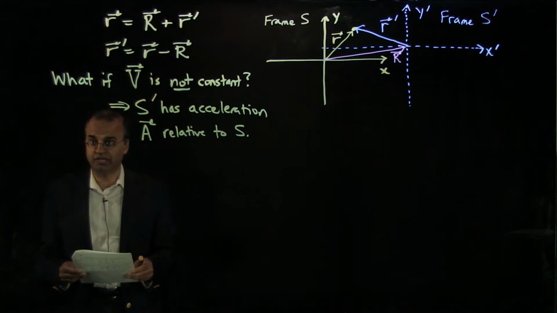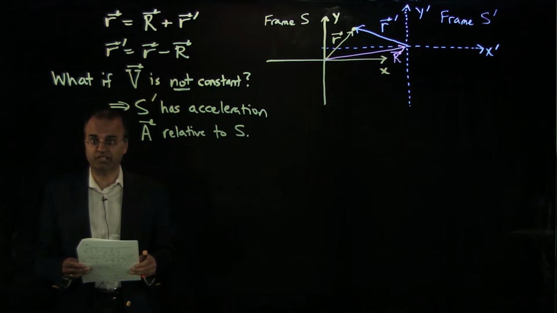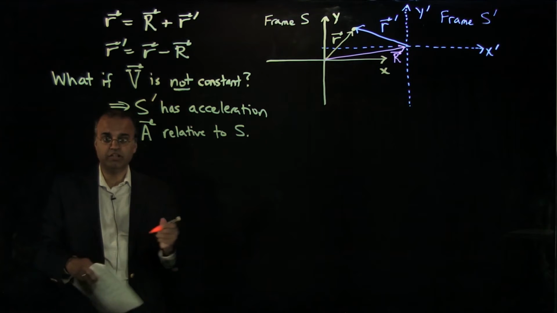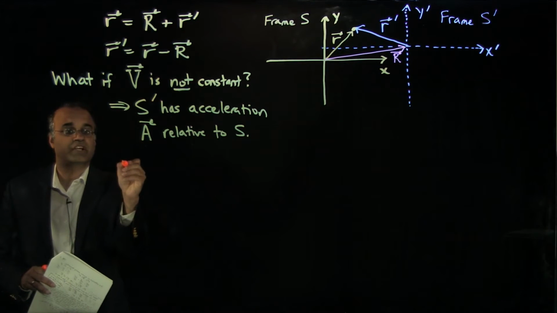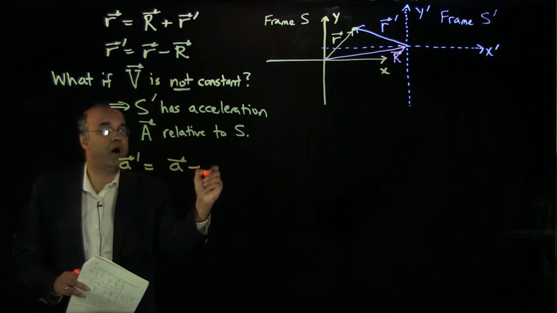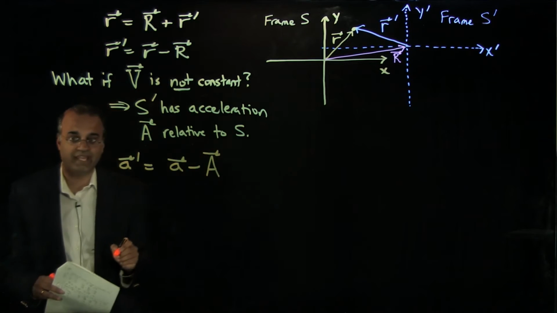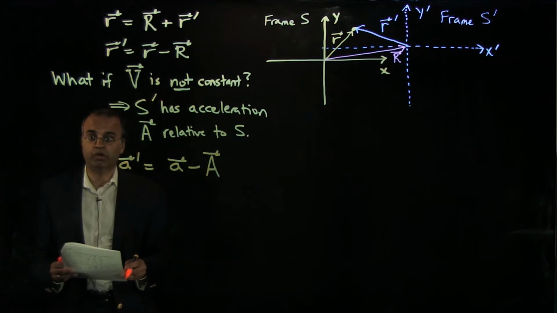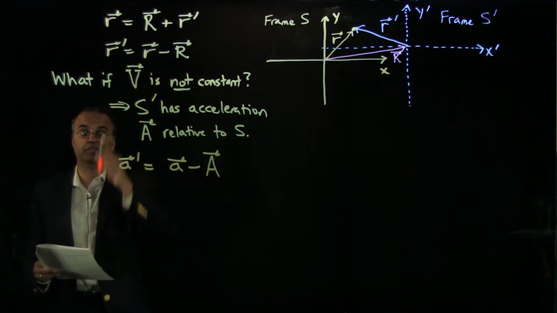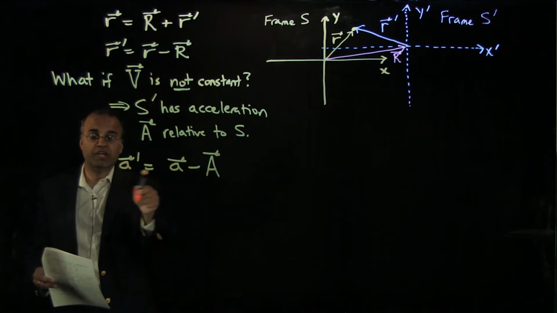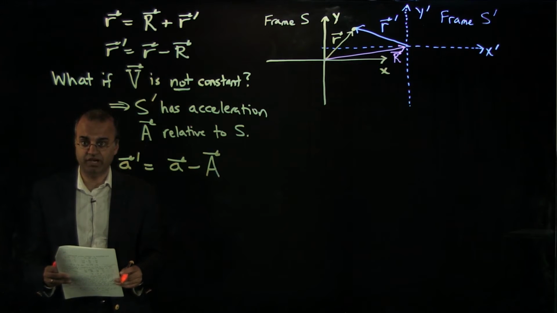Now we saw that in inertial frames, one always measures the same acceleration for the same object, even though you'll measure different velocities in different positions in general. That's not going to be true in a non-inertial frame. In a non-inertial frame, the acceleration A prime is equal to the acceleration of frame S minus capital A, the acceleration of frame S prime relative to S. Remember, capital A is 0 for S prime being an inertial frame when capital V is a constant. But if capital V is not a constant, then capital A is not 0. So you will measure different accelerations in these different frames.